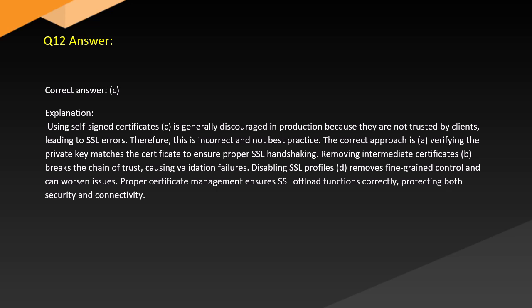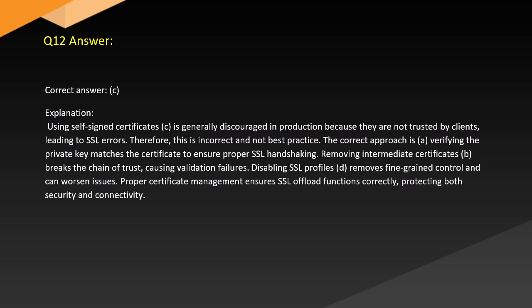Answer. Correct answer, C. Explanation. Using self-signed certificates, C, is generally discouraged in production because they are not trusted by clients, leading to SSL errors. Therefore, this is incorrect and not best practice. The correct approach is A, verifying the private key matches the certificate to ensure proper SSL handshaking.